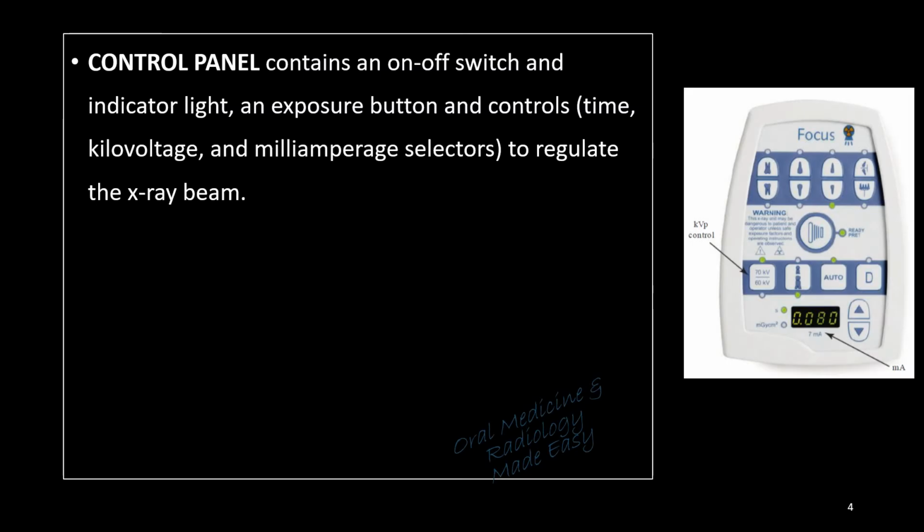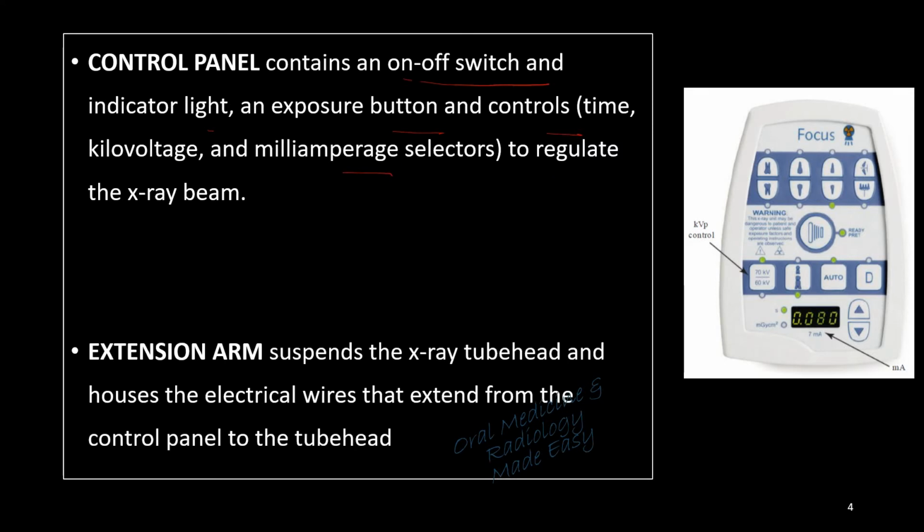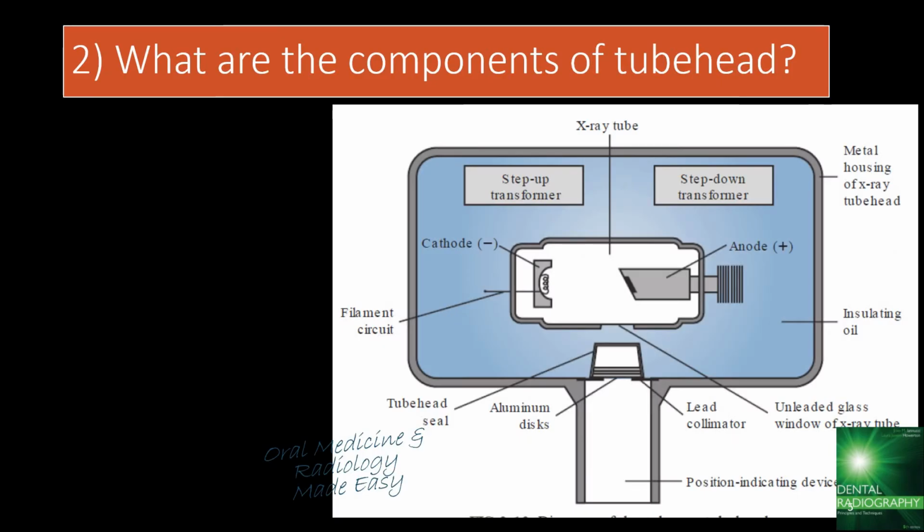Control panel consists of on and off switch, an indicator light, exposure button and the controls that regulate the time, kilovoltage and milliamperage. The extension arm suspends the X-ray tube head and houses the electrical wires that extend from the control panel to the tube head. So these are the three parts of X-ray machine.